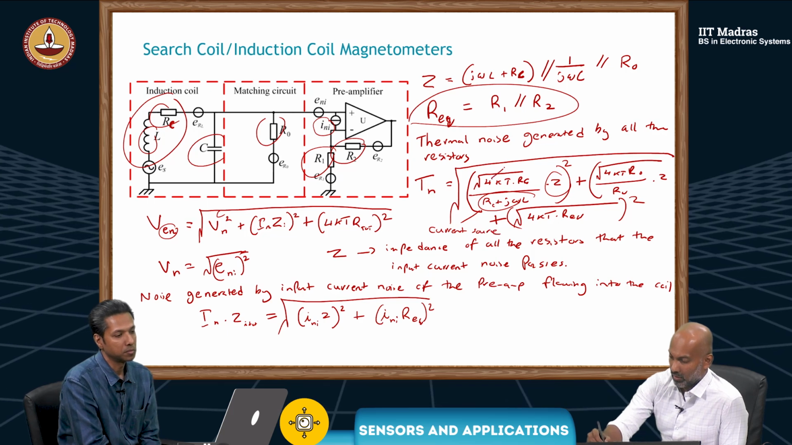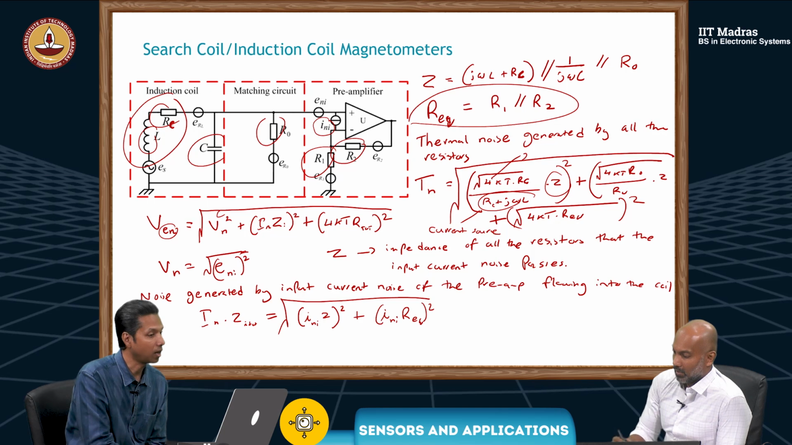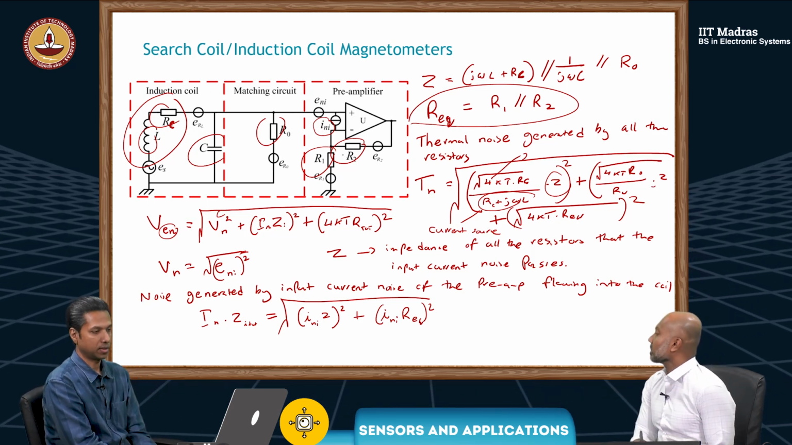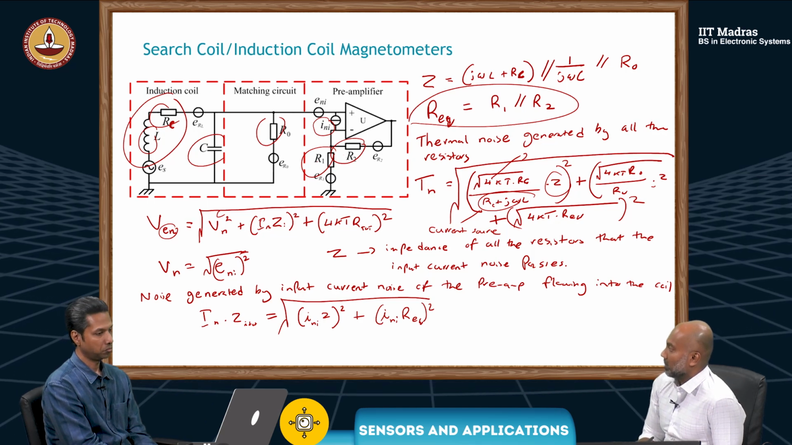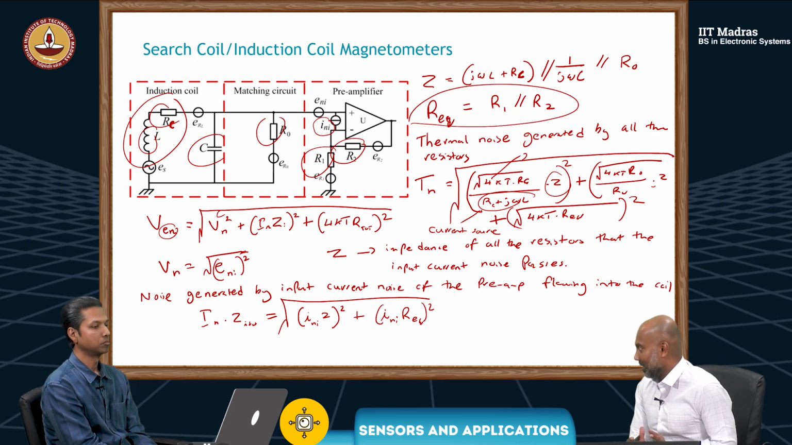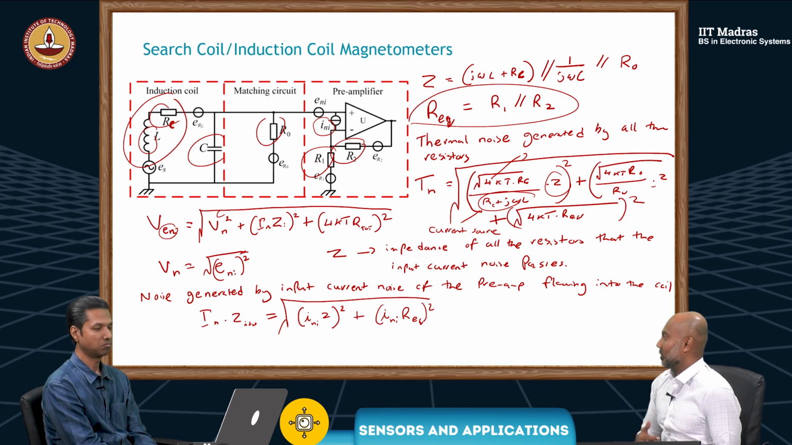And similarly for the other R naught, and also the equivalent resistance is R1 and this. Correct. So this is a very, very basic analysis. This is how we will estimate it. Analysis of frequency, not so easy.